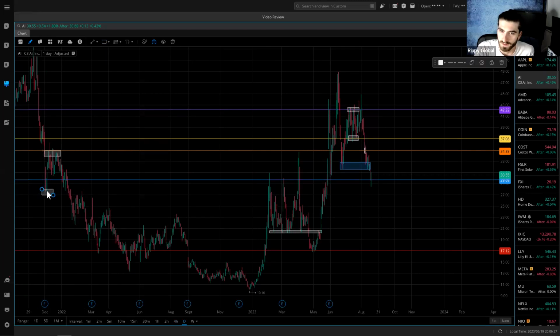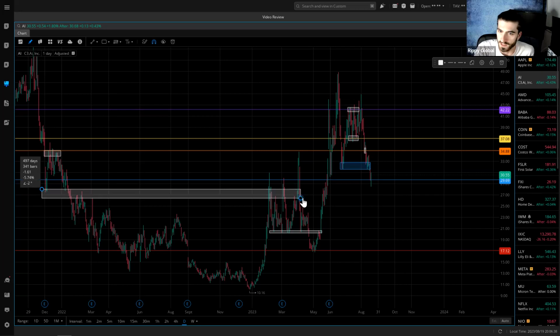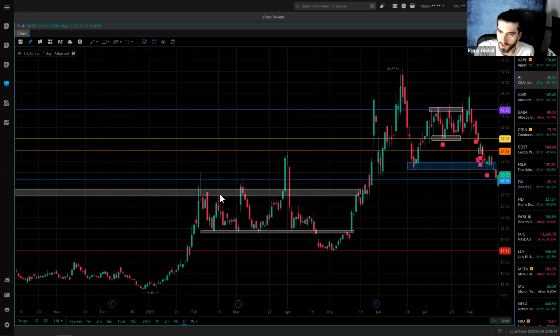Notice how we have this little bounce right here. Then we rejected. So we went from a support bounce. Once we broke underneath, we came back up and rejected that same level as a resistance. Look at all these wicks in between here. There we go. We try to break up, failed.